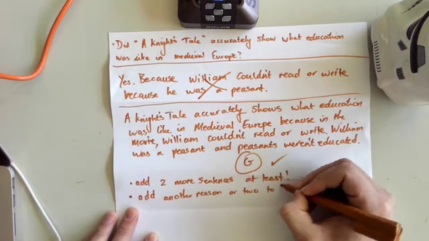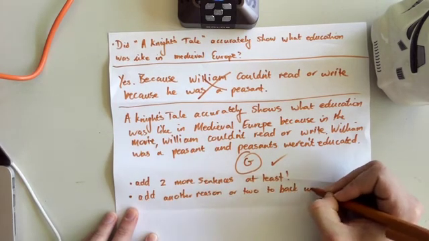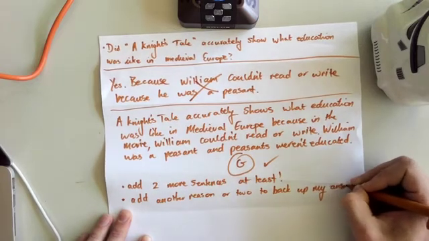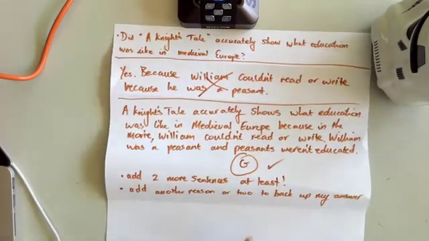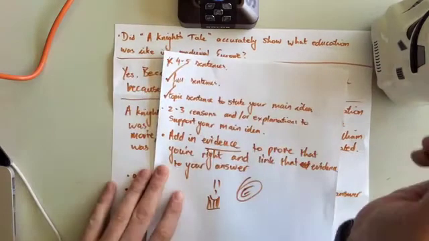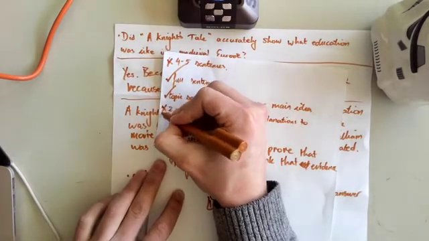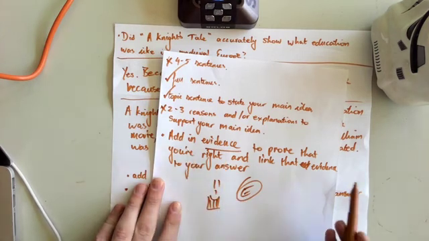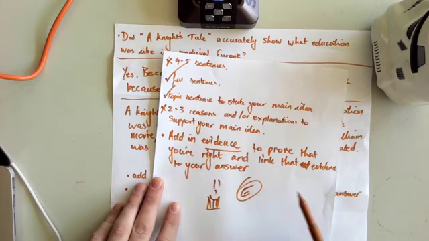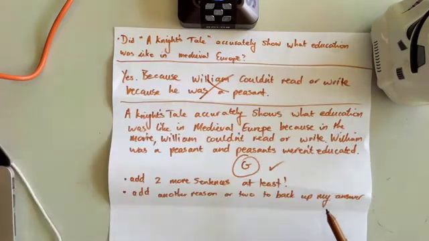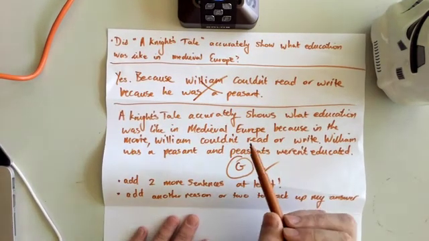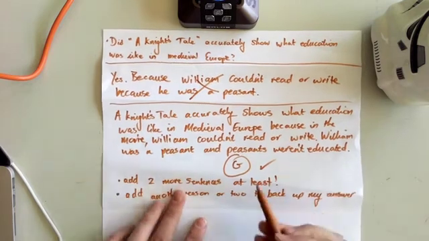To back up my answer. So I'm going to put a cross next to that one because I haven't done it. Last one. Have I added in evidence to prove that I'm right and linked that evidence to my answer? Yes. I've given a tiny bit of evidence. It's not the best, but it is there.